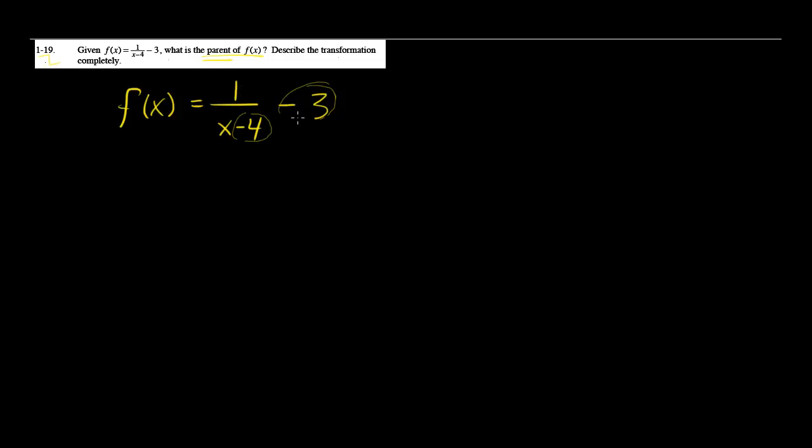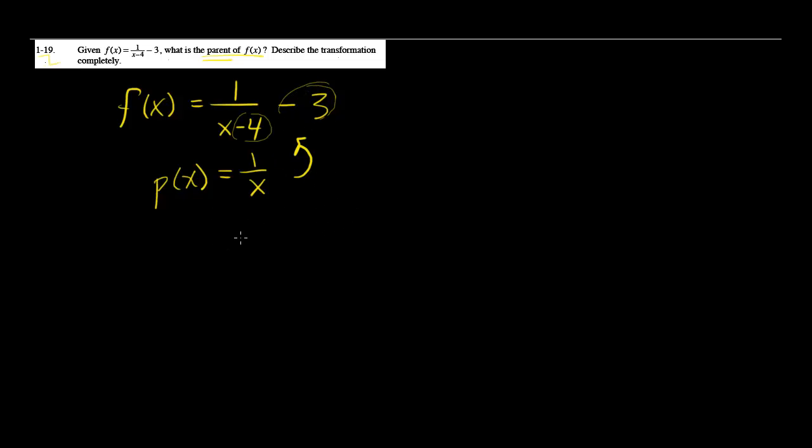before we do those shifts, let's say the parent, we'll call it p. The parent function is just going to be 1 over x. So this is our parent function of f of x. The transformation, in order to go from p of x to f of x, is that we subtract 4 from x in the denominator and then subtract 3 from the entire function.